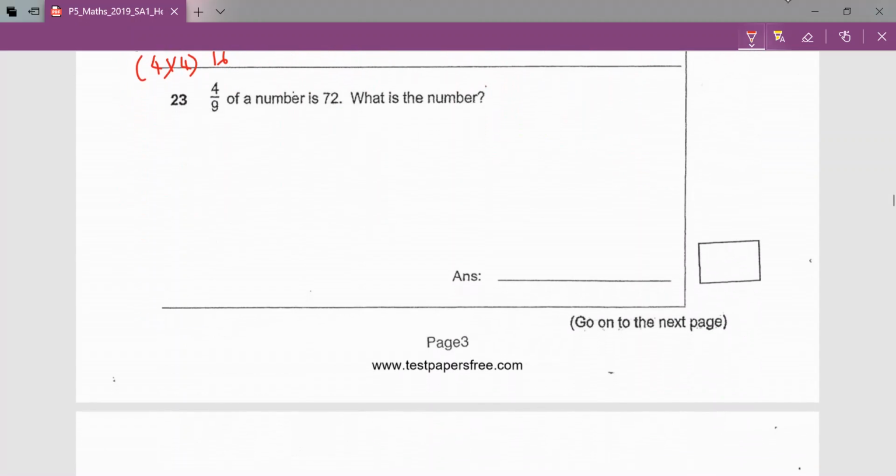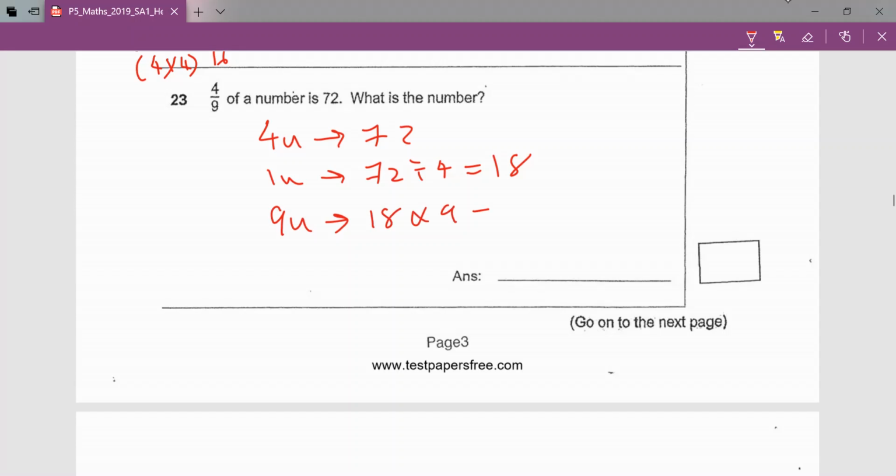4 over 9 of a number is 72. What is the number? Which means 4 out of 9 of the number is 72. So that's 4 units. 4 units is 72. So 1 unit would be 72 divided by 4, which will give me 18. 9 units, which is the 1 whole over here, is 18 times 9, which will give me 162. The answer is 162.